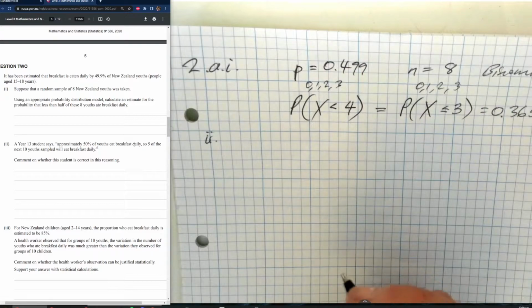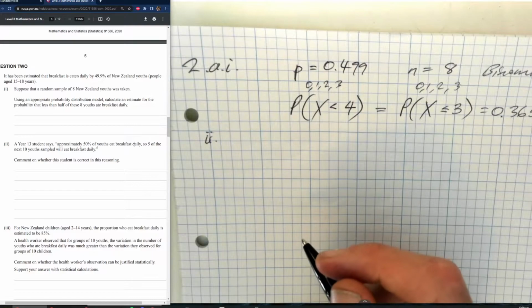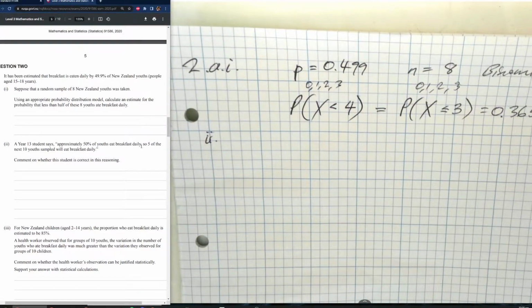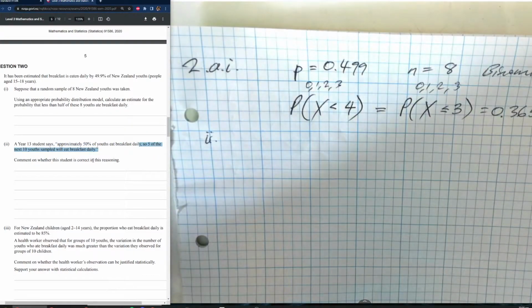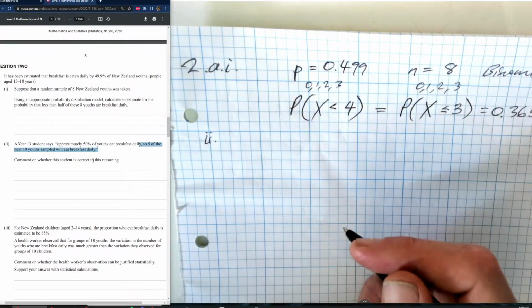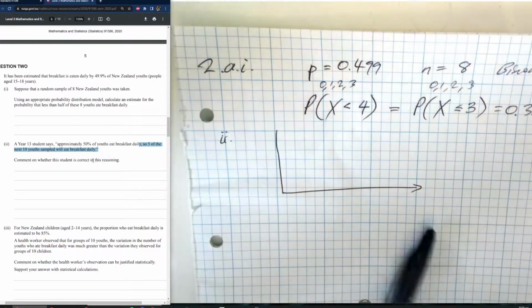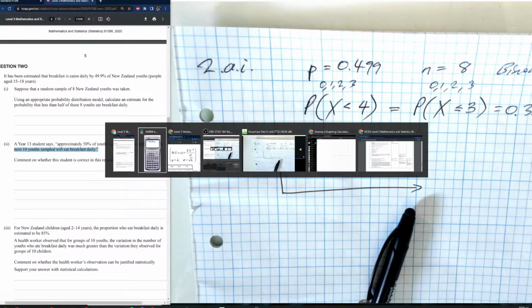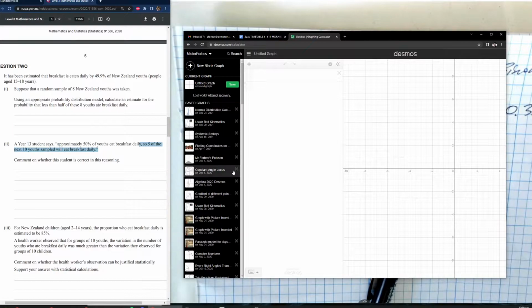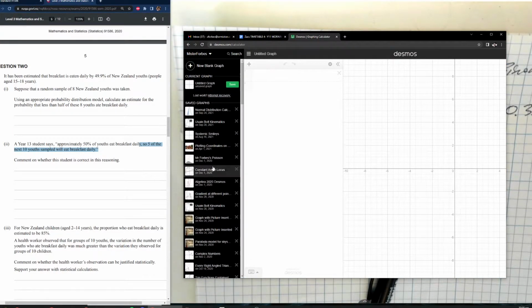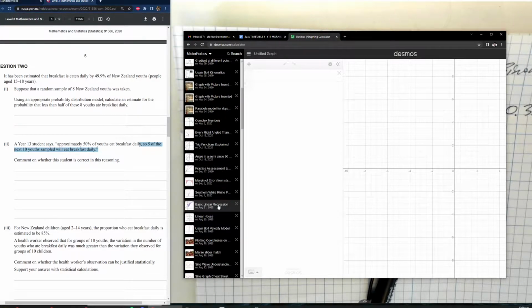He's sort of correct, or she's sort of correct, or they're sort of correct, but this is a real bold claim. So 5 of the next 10 youths sampled will eat breakfast daily. We don't know that in a sample of 10 there is randomization. The whole point in having a distribution, oh man, if the student told me this in real life, I would love to tell them why they're wrong. So I'm just going to pretend I'm doing that. Okay, so I'm going to have a look at the binomial distribution.